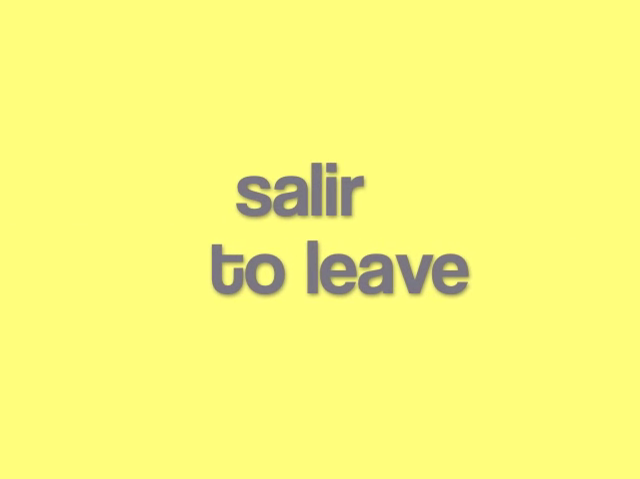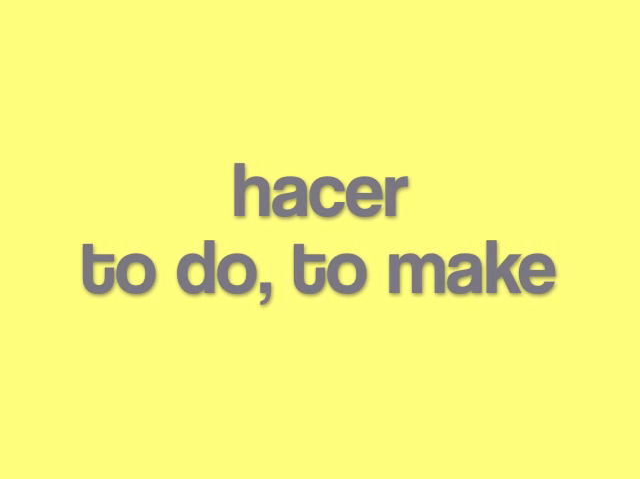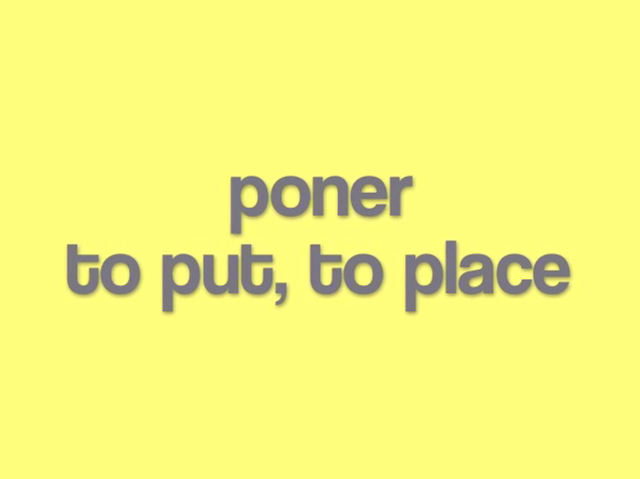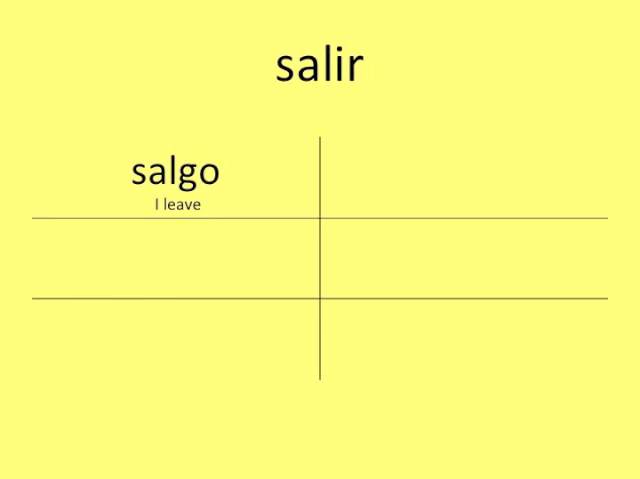There are several verbs in Spanish that are irregular in the yo form only. These verbs are salir, to leave, hacer, which means to do or to make, and poner, which means to put or to place. So now for the go verbs part of this sheet.